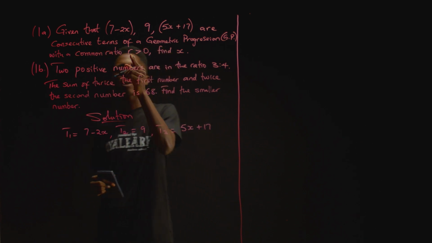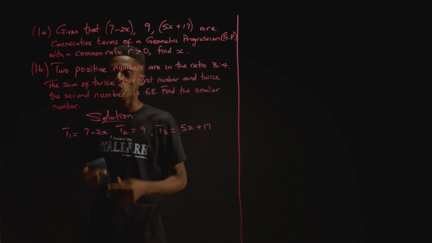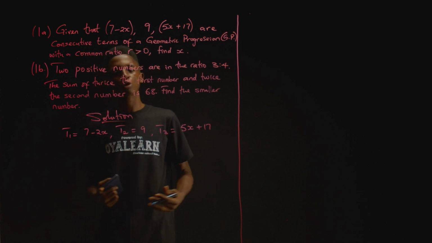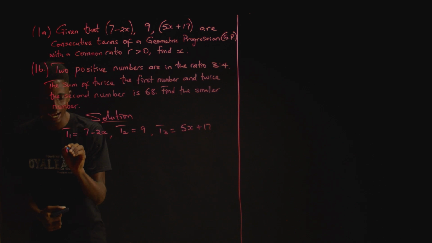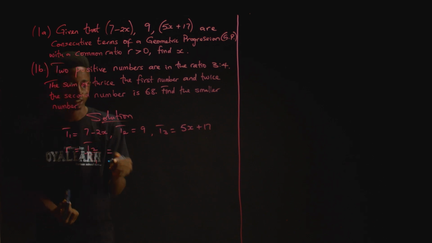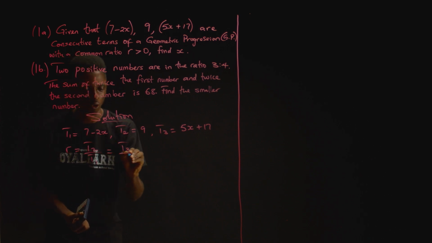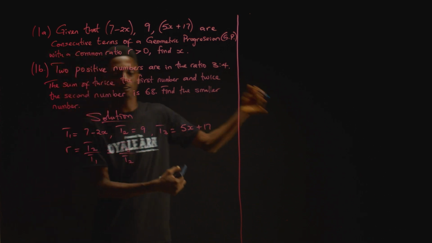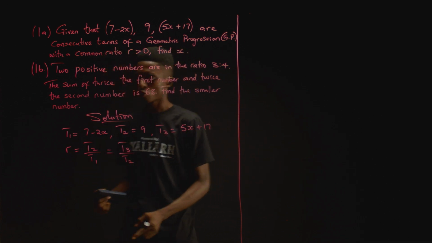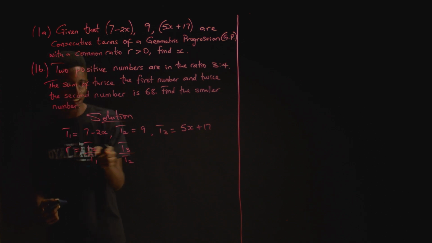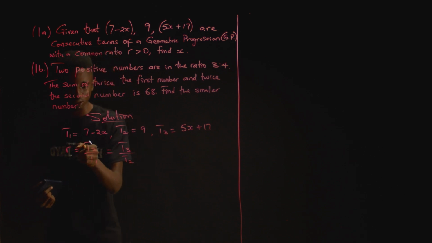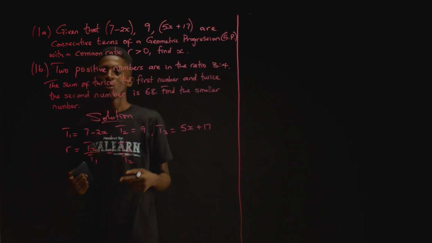Now, we also know that the common ratio is greater than 0, but we do not know what the common ratio is. But a general formula we use when working with GP is that R equals T2 over T1, which in turn equals T3 over T2. If you have a T4 too, you can then say T4 over T3 and so on. So since we don't have R, we can use this part to solve the question. That is, T2 over T1 equals T3 over T2.